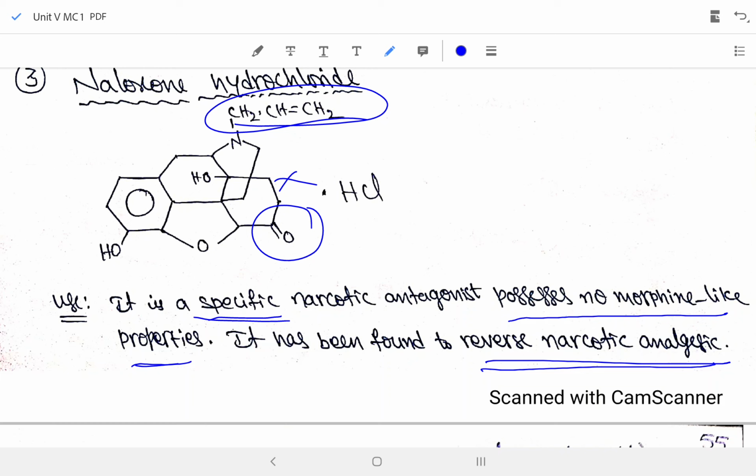There are different types of opioid receptors: mu, kappa, delta. You need to learn them in your pharmacology course. With this, we are done with the topic of opioid narcotic analgesics, and in continuation we will start with the anti-inflammatory agents, which are non-opioids, not morphine related. We need to see them separately.